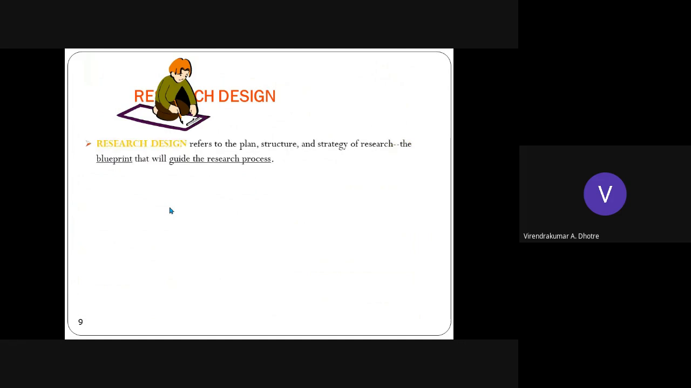So research design refers to the plan, structure, and strategy of the research. This is the blueprint which will guide the research process to implement. Research design acts as a blueprint which will guide the research process to go ahead.